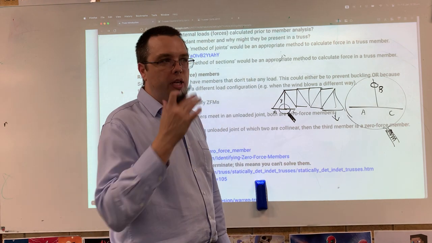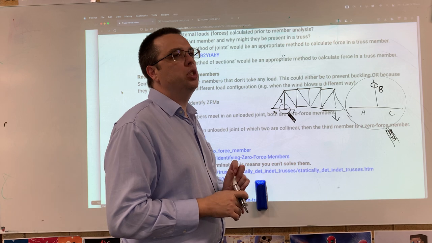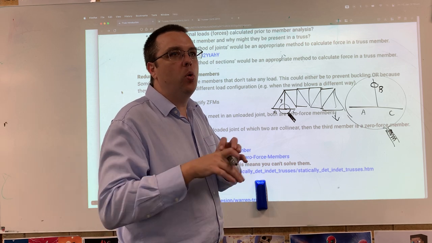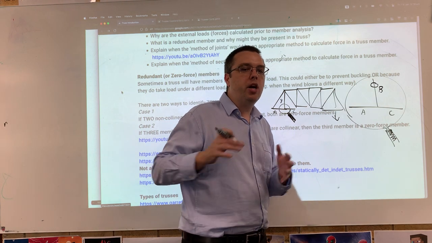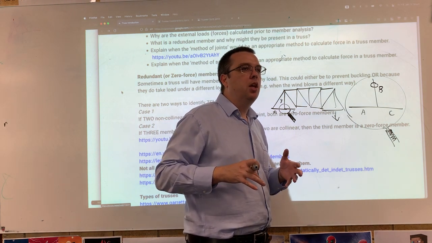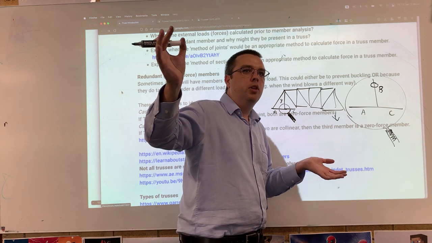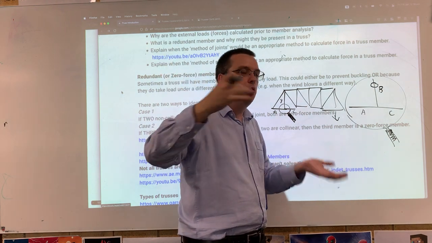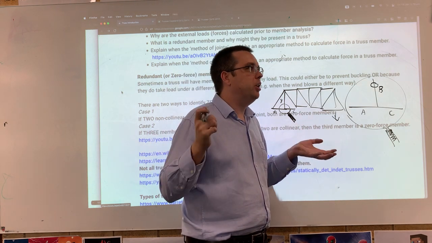Now, let me explain that. When we use method of joints, we're just doing a vector sum with all the forces that are acting on the joint. What we say is that every joint has to be in equilibrium. Otherwise, if any joint is not in equilibrium, the joint will explode, right? And if it explodes, it's going to be moving, and if it's moving, it's broken, right? So every joint has to be in equilibrium.